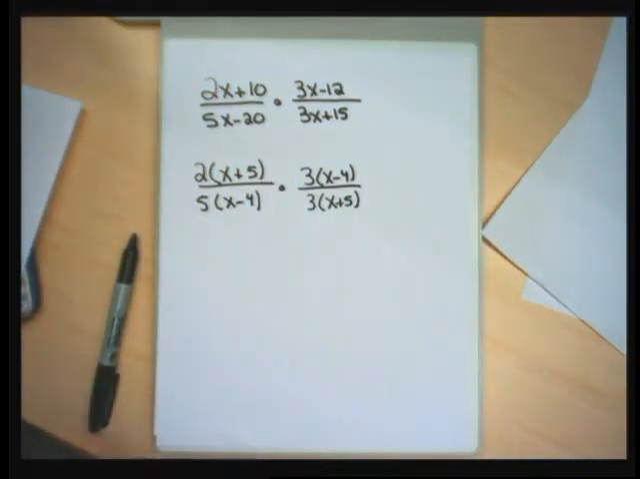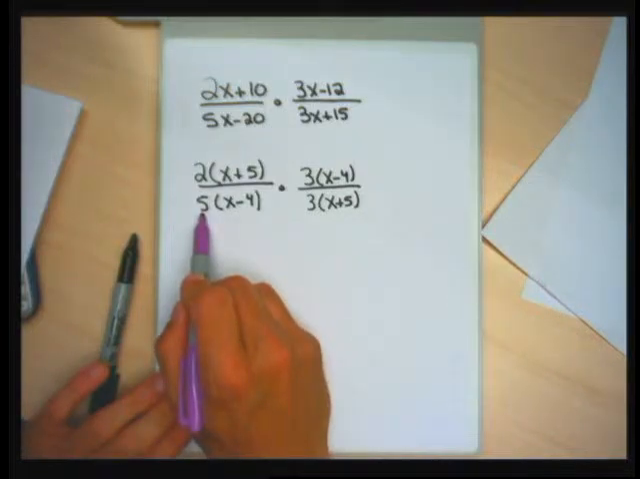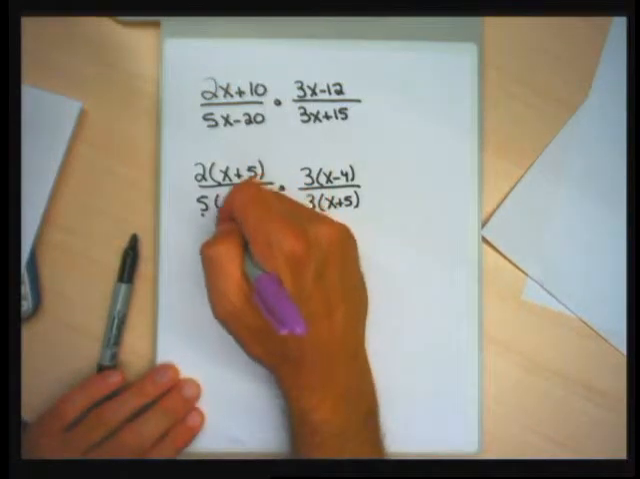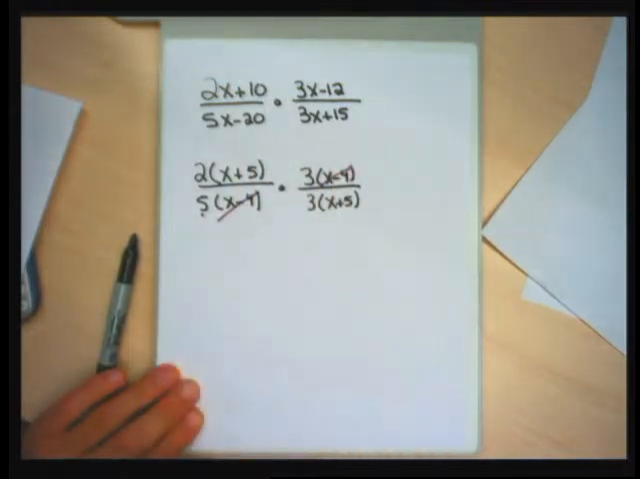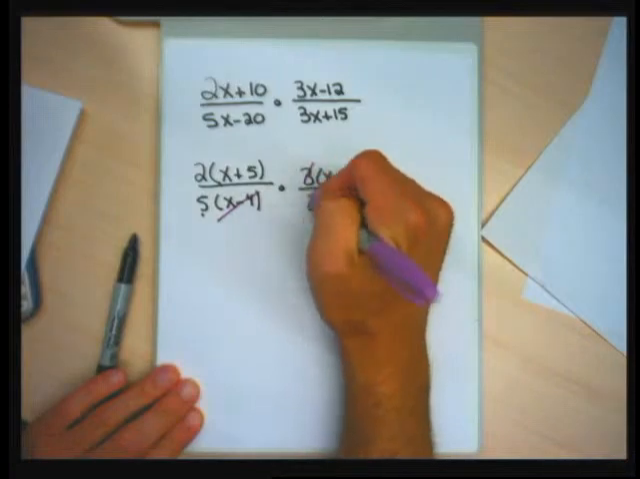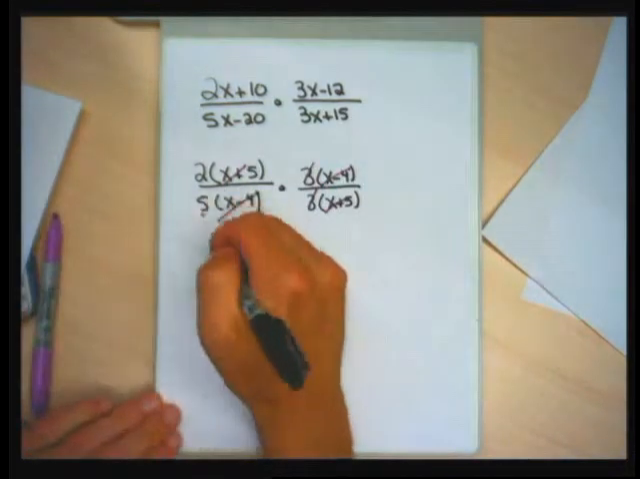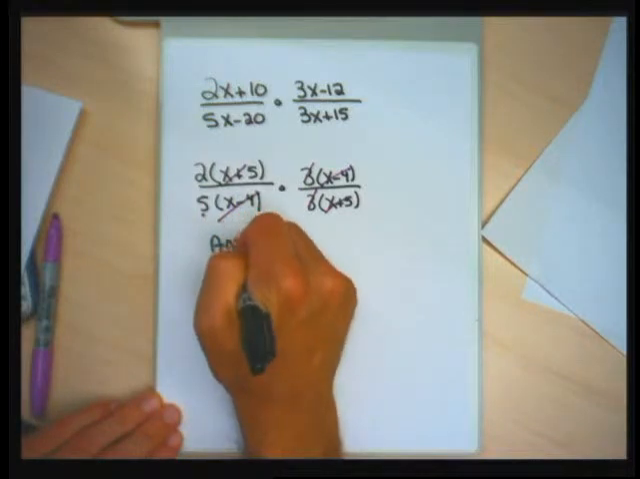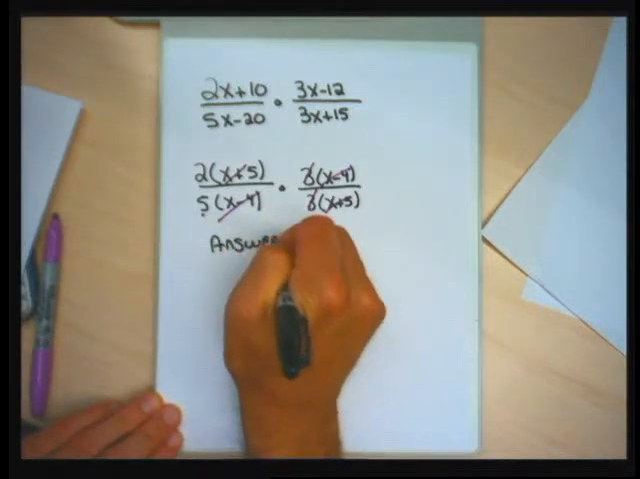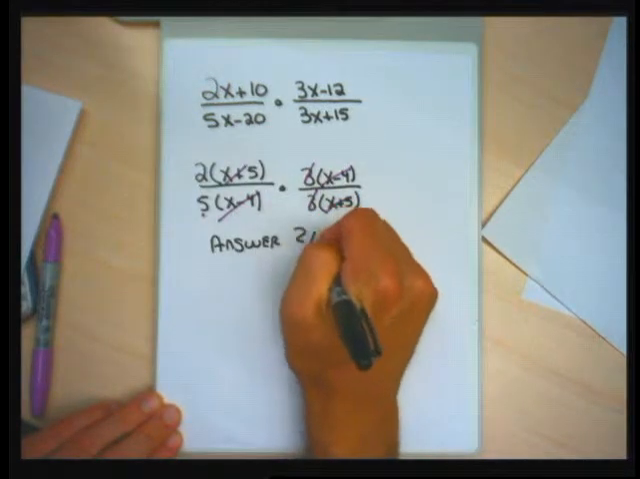Now I'm going to cancel. This 5 still had nothing to cancel in the numerator. Now I have something that does cancel that I couldn't cancel before. I'm going to cancel the x minus 4s with each other. I'm still going to cancel these 3s, and I'm also going to cancel these x plus 5s. So I claim that the answer to this is just the fraction 2 over 5.